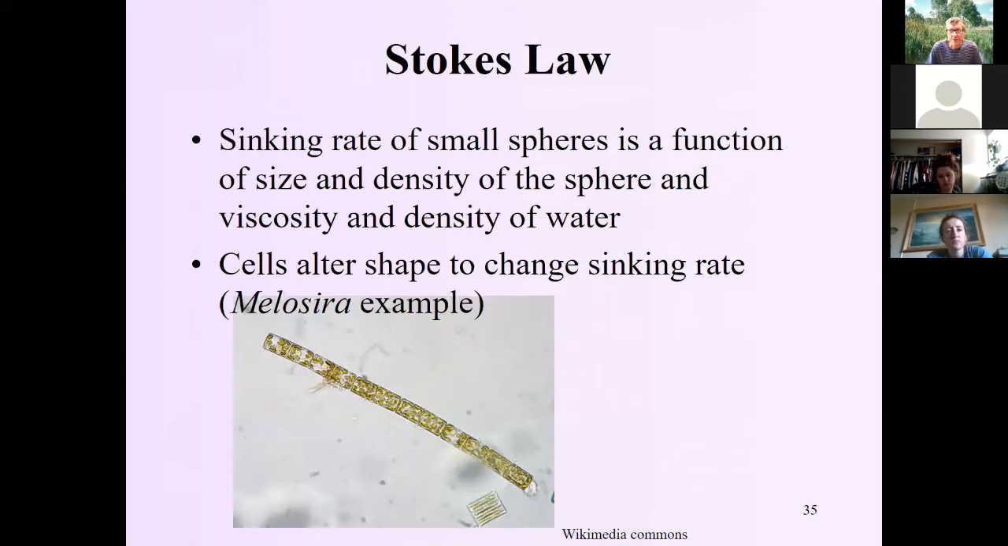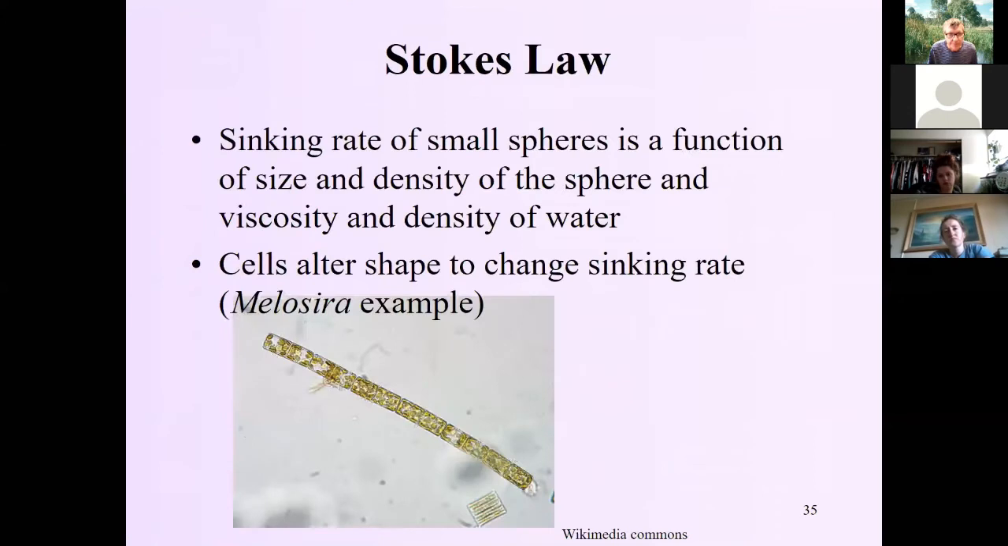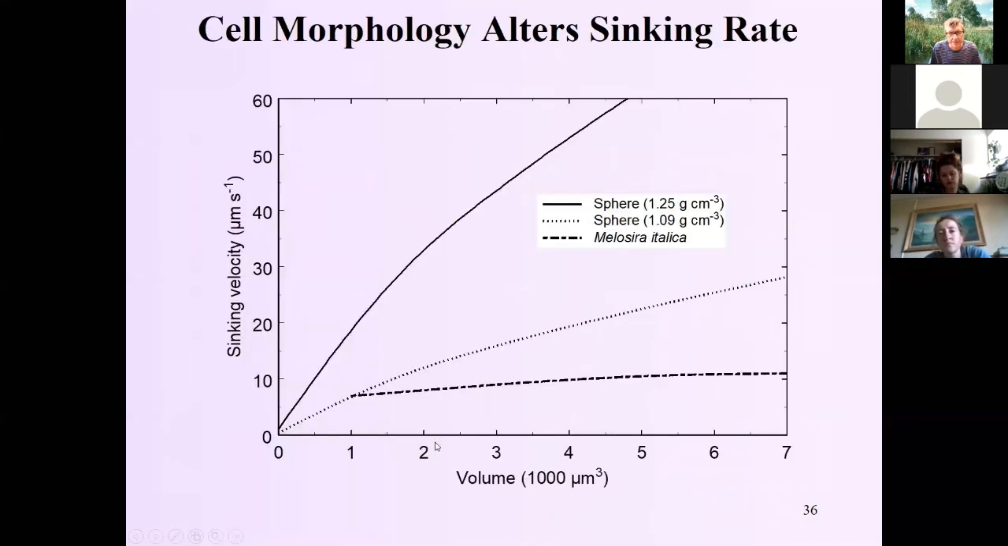So the sinking rate of small spheres is also a function of the size and density of the sphere and the viscosity and density of the water. So some cells can alter their shape to change sinking rate. This is a measured sinking rate of the diatom Melosira italica. It's a filamentous diatom, and here's a picture of it. This thing is probably 30 microns across and several hundred microns long, like a tenth of a millimeter long, right? So what it's doing is getting long and thin, and it can be planktonic.